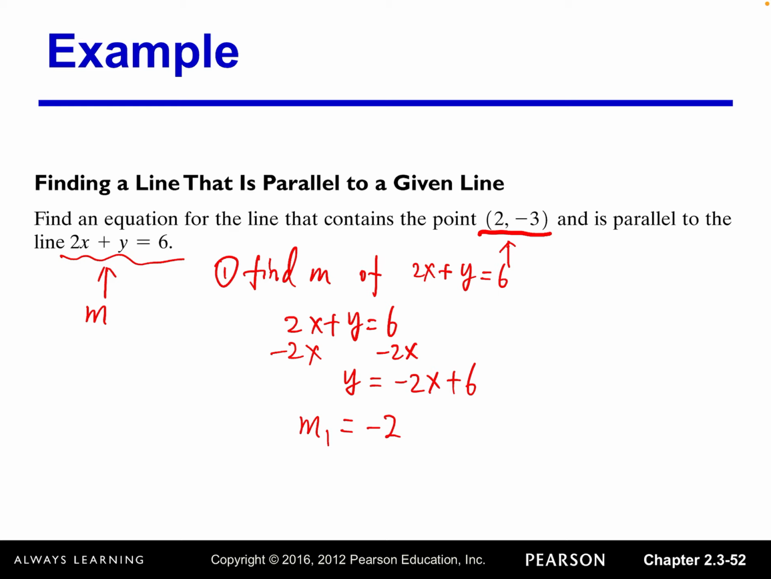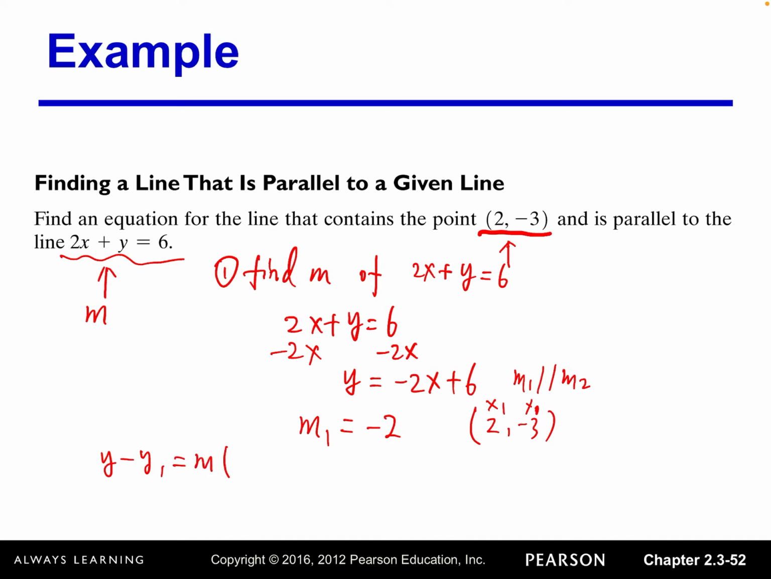All right, so we found the slope of the given line is negative 2. Now we know the line we're looking for passes through (2, negative 3). Okay, so we know the line we're looking for is parallel to this line, M1 parallel to M2. So that's why we know the line we're looking for also has slope negative 2 and passes through this point (x1, y1). So now we can use point-slope form to find the line equation.